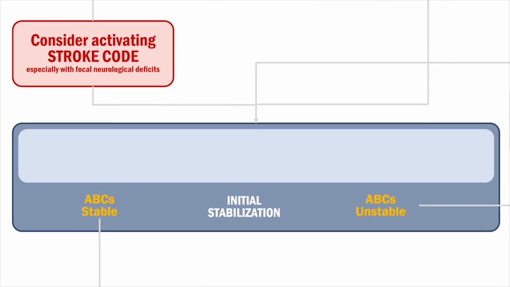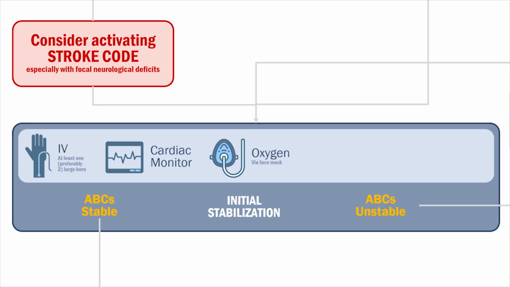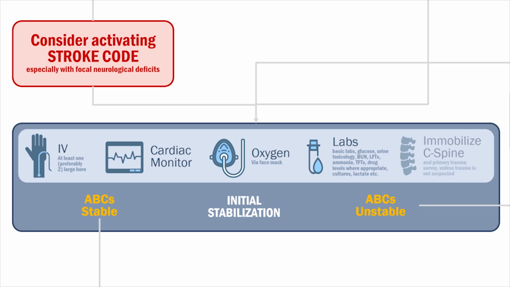Next, initial stabilization. We are talking about airway, breathing, circulation, the ABCs. A common resuscitation process would include a large bore IV, or preferably 2, a cardiac monitor, oxygen via face mask, and labs including basic panel, complete blood count, fingerstick glucose, liver function tests with ammonia level, thyroid function tests, and drug levels where appropriate. When sepsis is suspected, blood cultures and lactate are also checked. And in trauma patients, we should immobilize the C-spine.